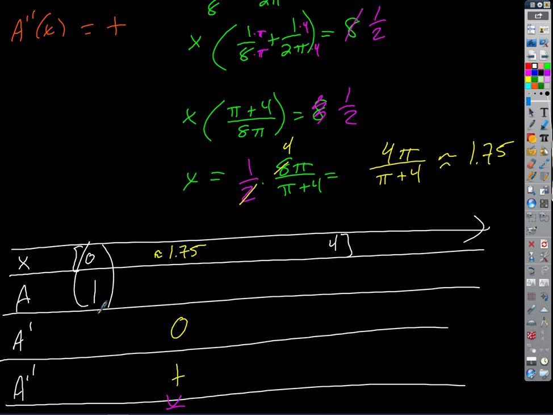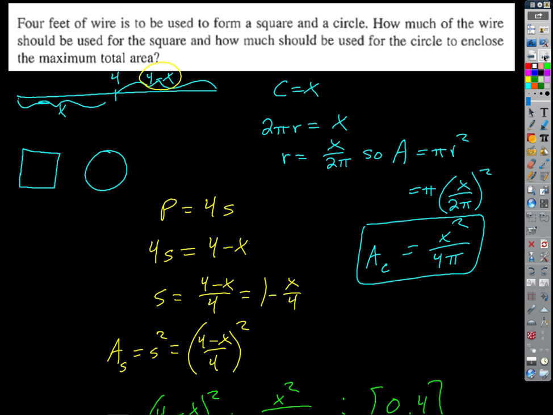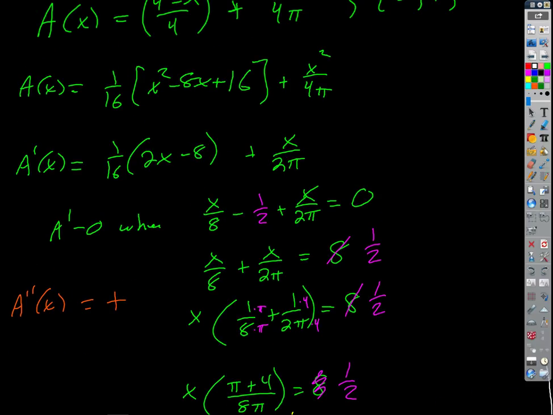What about at 4? Go back to our function and evaluate it at 4. What's that going to give us? So a of 4 equals 1/16 times 16 plus 16 minus 32. That one goes away. Should, right? Because this is the area contribution of the square. What do we get over here? 16 over 4 pi. So that's going to be 4 over pi, right? Everybody see that? Okay.